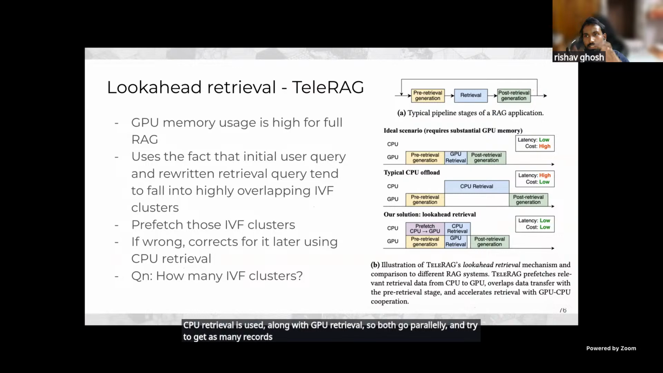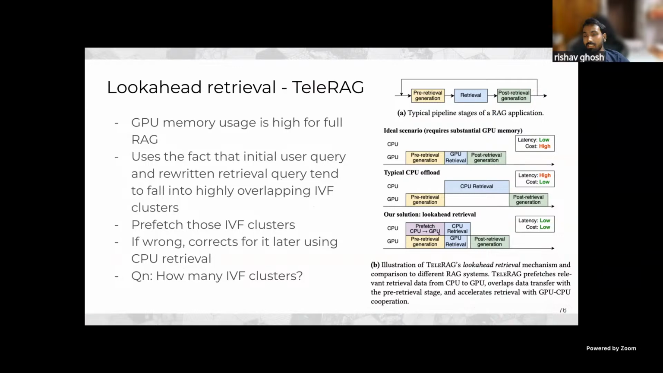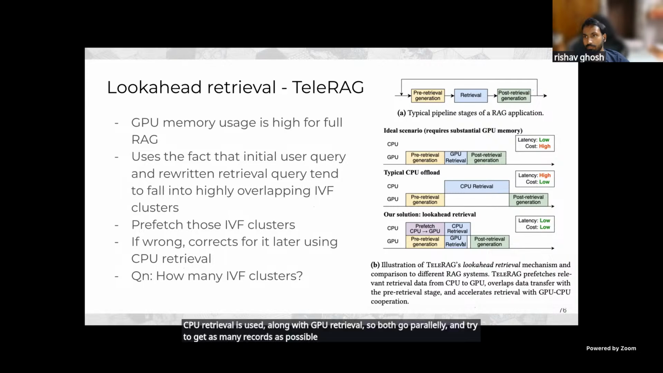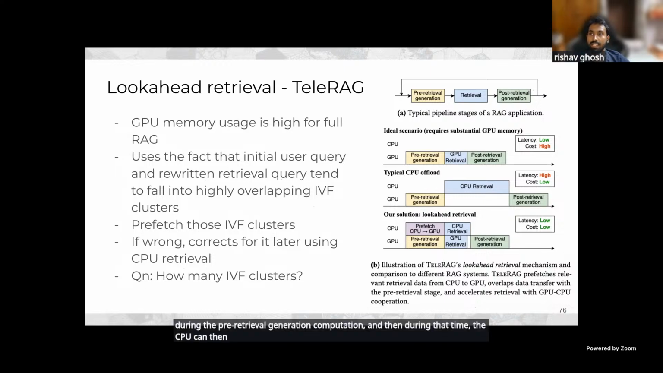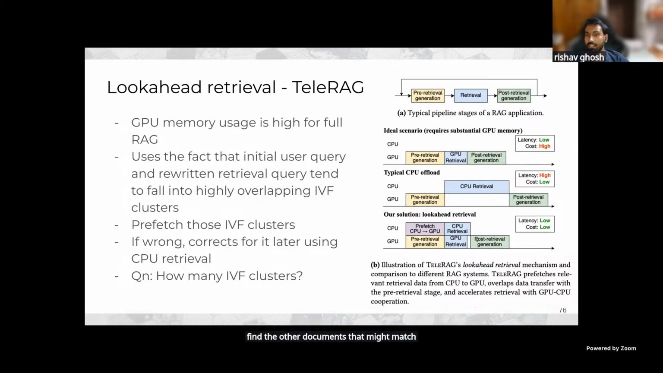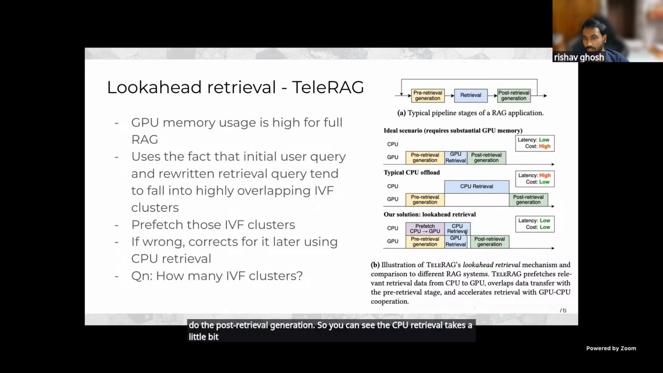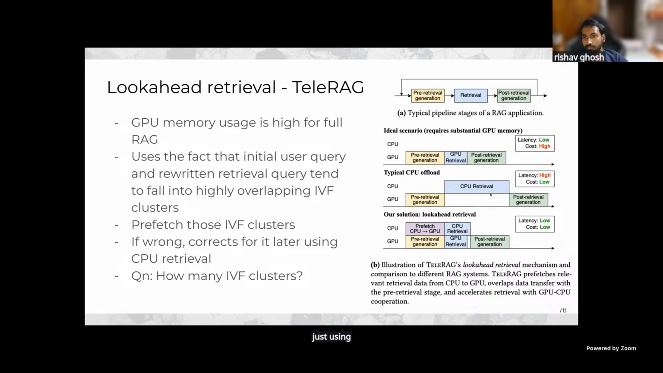So at the start you have a lot more answers that we can get from prefetch and then pass on to GPU retrieval. So then the GPU can just work on the records that are passed by the CPU during the pre-retrieval generation computation. And then during that time, the CPU can find the other documents that might match and finally do the post-retrieval generation. So you can see the CPU retrieval takes a little bit more time, but that's still doable compared to just using CPU retrieval. So that's mostly TeleRAG.